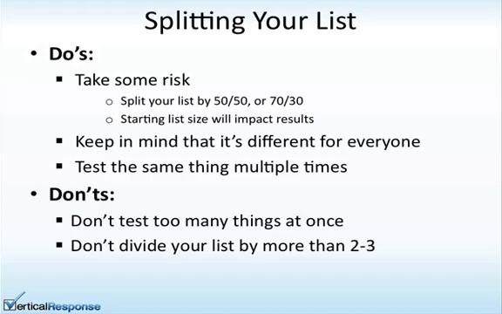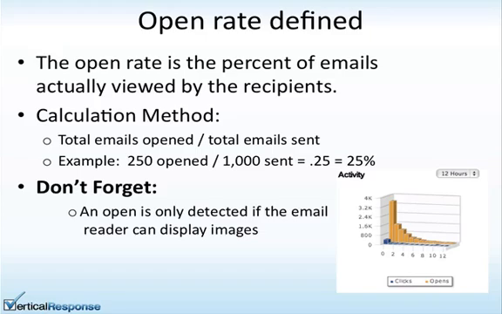Again, you don't want to test too many things at once, and you don't want to divide your list too much. And really the reason for that is if you divide your list too much, you're going to start getting smaller chunks of your list, and you might have less impactful results. So let's dive into the numbers.